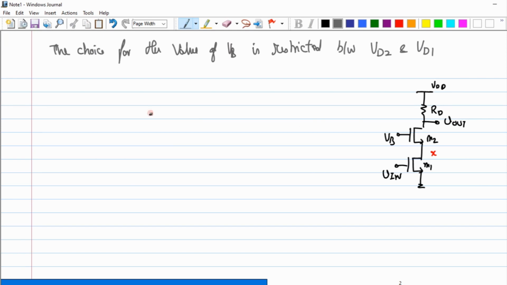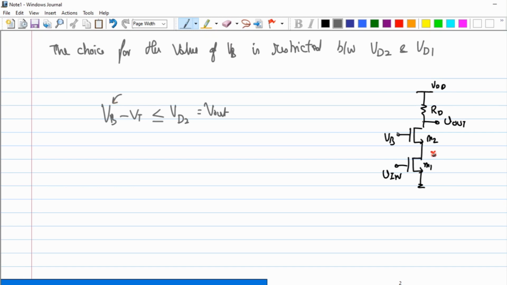What is the relation that I have between the gate of this M2 and the drain of this M2? In order to stay in the saturation regime, I have to make sure that VB minus VT is less than or equal to my V out, or VD2. Okay, so this is nothing but my V out.